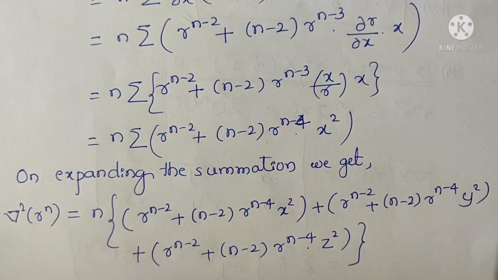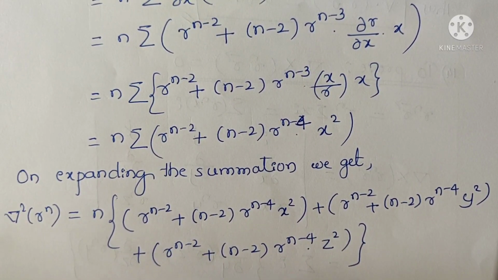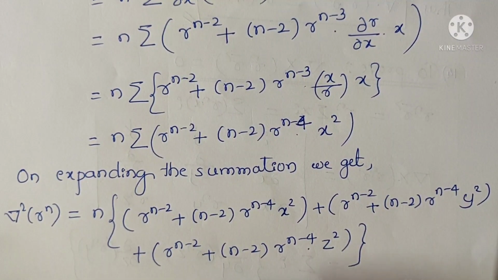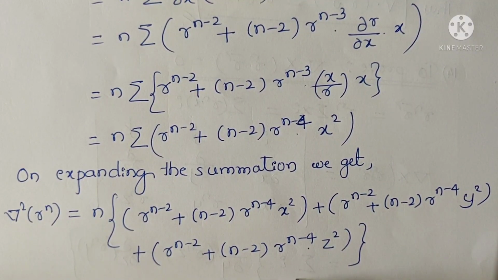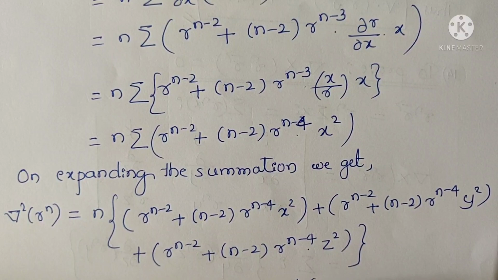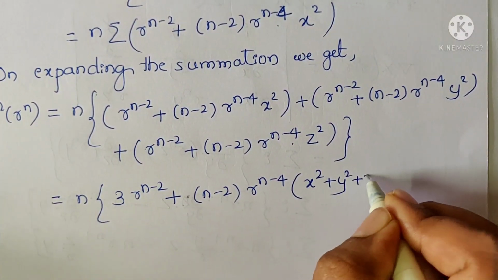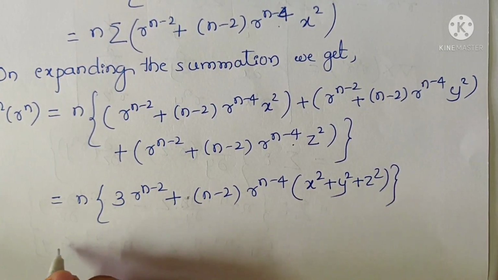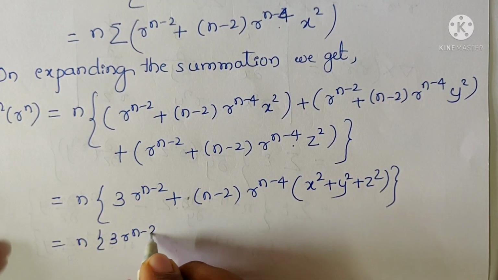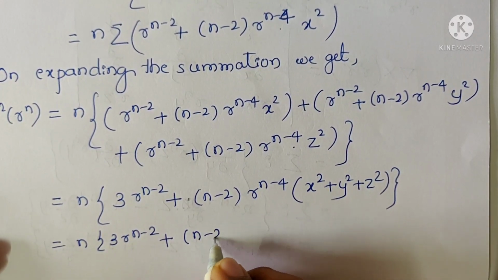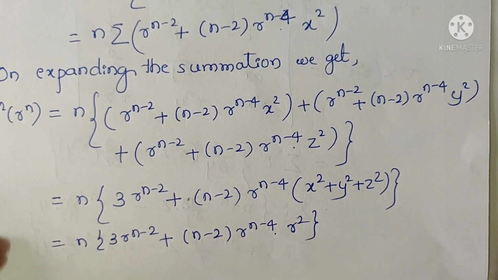So this is equal to n into 3 times r raised to n minus 2 plus n minus 2 into r raised to n minus 4 common. So you are left with x square plus y square plus z square. So it is n into 3 into r raised to n minus 2 plus n minus 2 r raised to n minus 4 into r square.